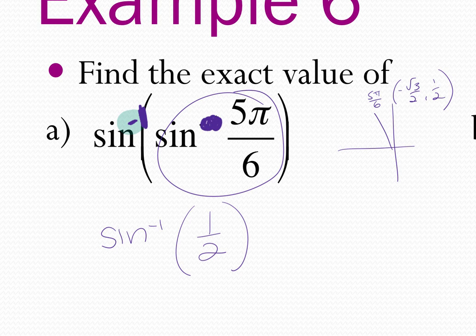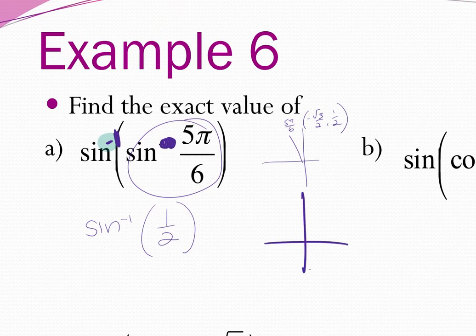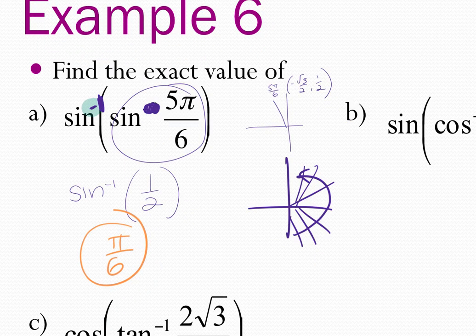Remember, sine -1 is restricted to the right-hand side. So I can only use the right-hand side, the negatives and the positives, to answer the inverse functions. I use the full unit circle to answer the regulars, but to find the inverse, I have to restrict it. So on the right-hand side of your graph, where is y 1/2? Good. Pi over 6. You with me so far?